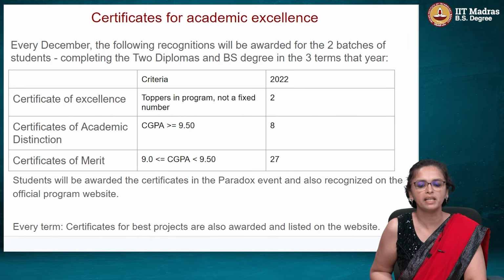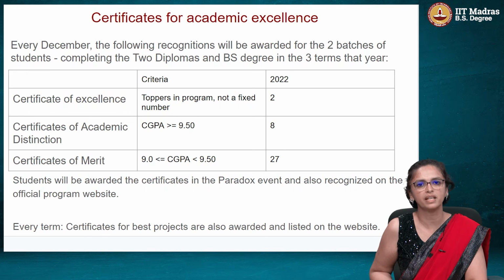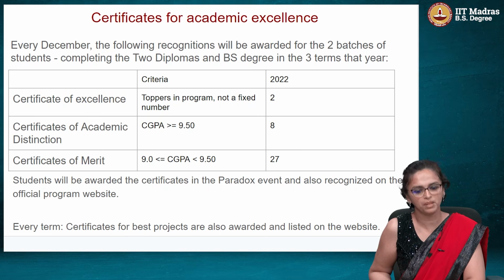Certificates for academic excellence. This is something that we started last year and gave out in Paradox. We will be continuing this and maybe adding some more categories. But for now, we have 3 categories of certificates that we are awarding students. First, the certificate of excellence, which is given to toppers in the program. The number is not fixed. We will decide it year on year based on how the students are performing.